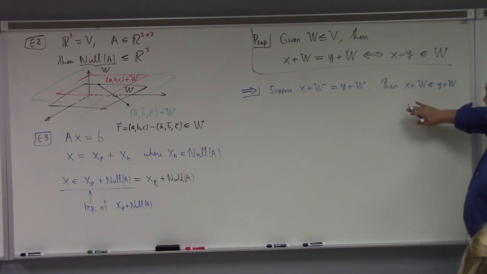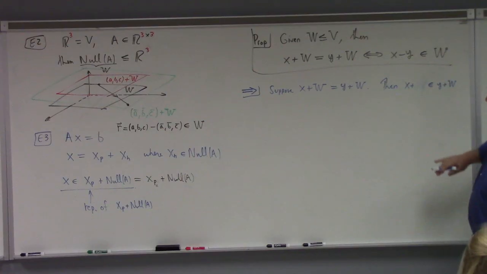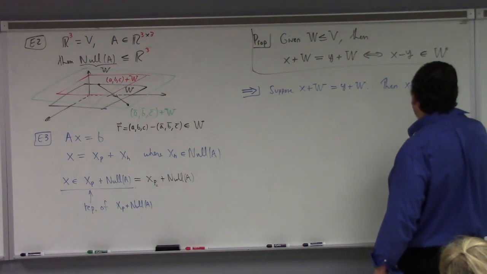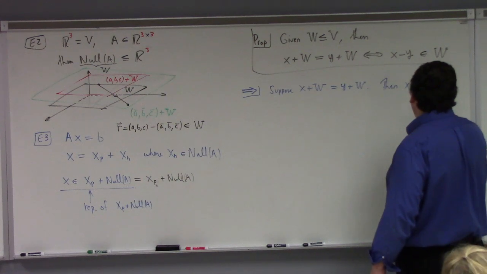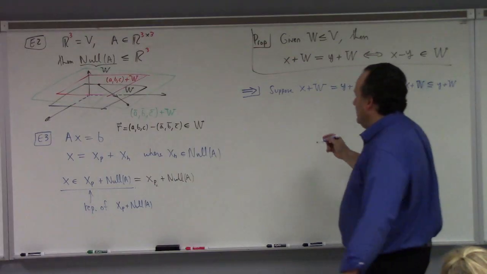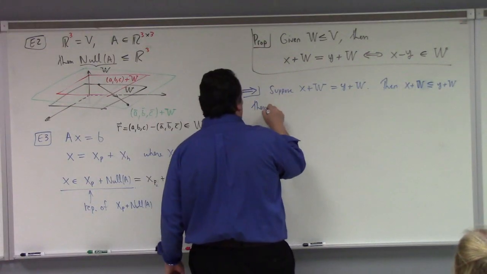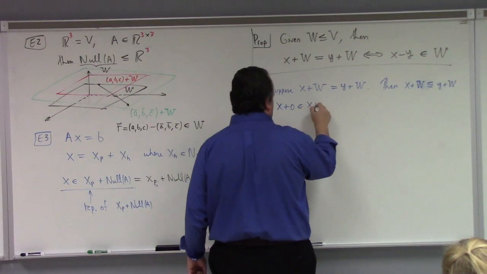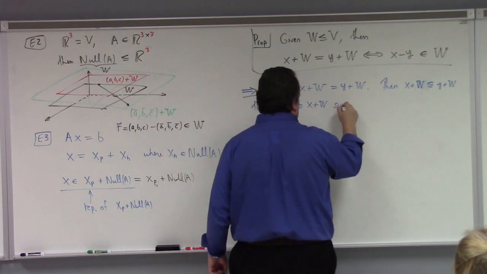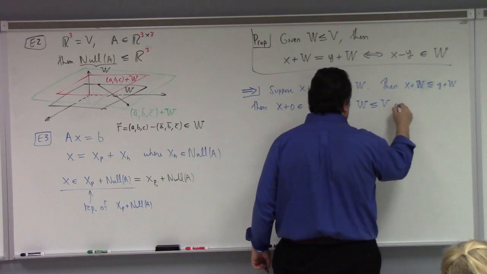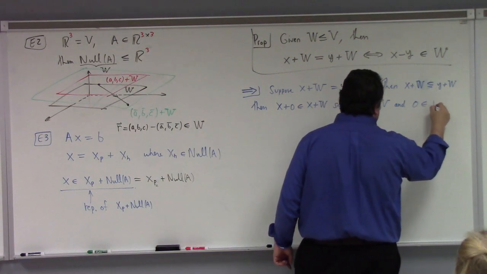That means that, excuse me, this means x plus W is a subset of y plus W, right? Then x plus 0 is an element of x plus W, since what? W is a subspace of V, and 0 is an element of W, right?